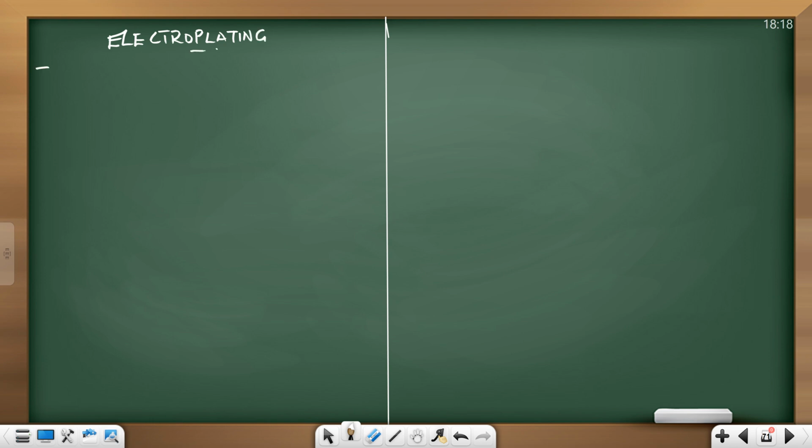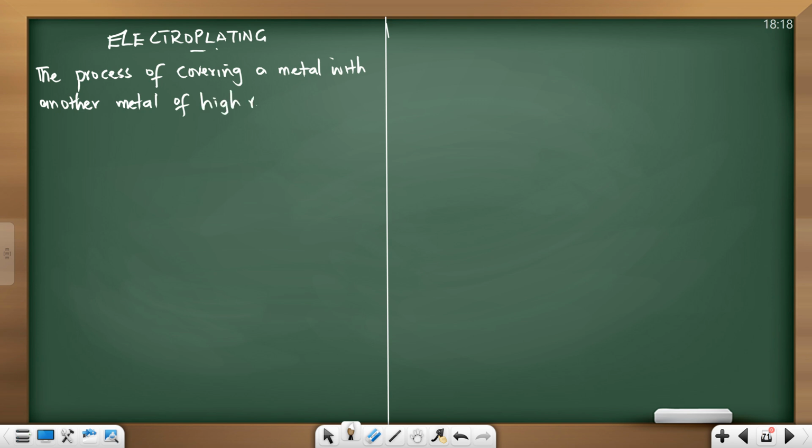The process of covering a metal with another metal of high resistance to oxidation.